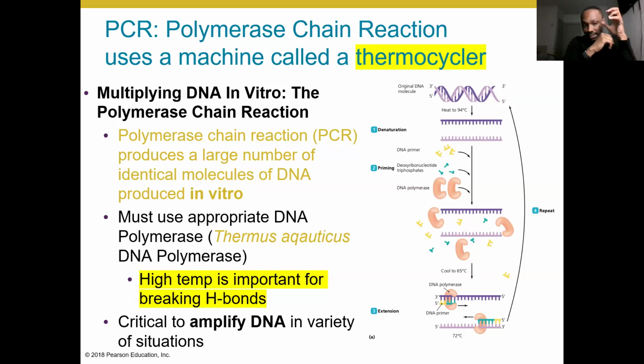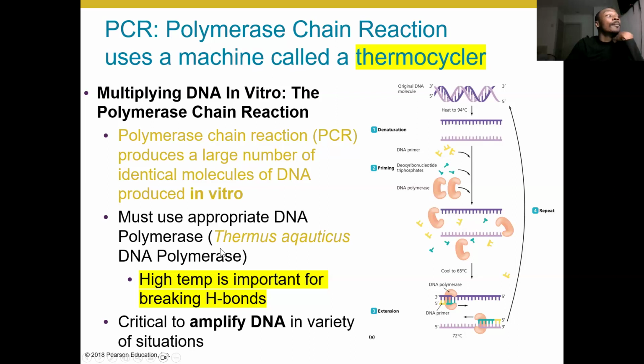We're heating up this DNA because in this whole process we're making multiple copies of the DNA, and in order to do that, we need to break it apart and make more copies. In order to break the DNA apart, remember, it's held together by hydrogen bonds. So it's the high temperature that's important for breaking the hydrogen bonds that you can see right here.